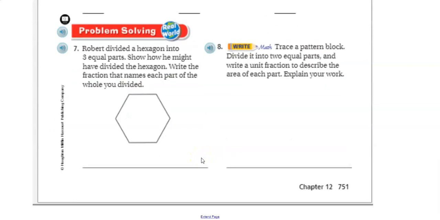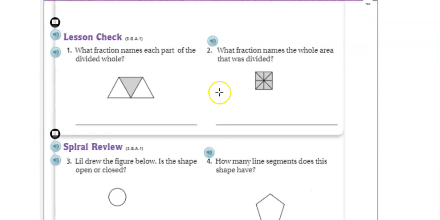Problem solving. Robert divided the hexagon into 3 equal parts. Hopefully you divided into 3 equal parts, which was really cool because it turned into a cube, which was pretty neat. So you got it right here, and this was so awesome. It's a 3D shape now. It looks like it takes up space now, and it was 1/3. All right, this one, you were to trace a pattern block. We're going to move past that one if you had trouble.